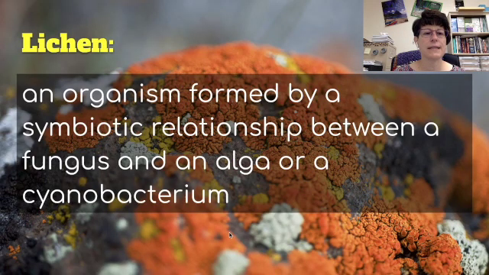There's also lichen. Now, lichen is an organism formed by a symbiotic relationship between a fungus and an alga or a cyanobacterium. So, all the crusty lichen that grows on rocks and trees and things, that's actually not just one organism, it's two organisms living together, and one is a fungus. The algae provides food through photosynthesis, or the cyanobacteria does, and the fungus supplies water and other nutrients.